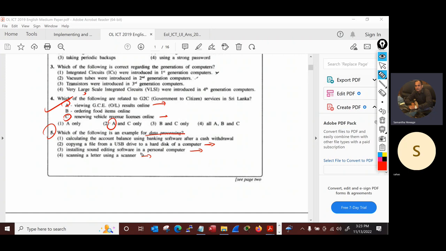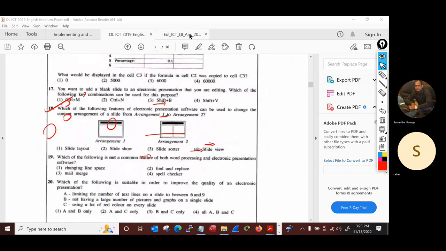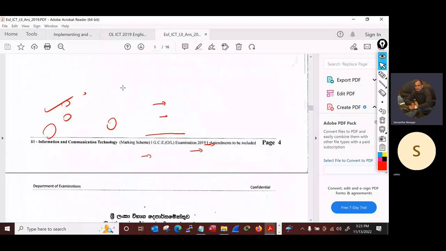Calculating the account balance using banking software after the cash withdraw, so data processing. Yeah, it should be question one. I think we said one. Yes, it should be one.